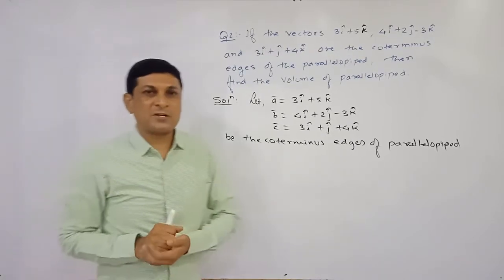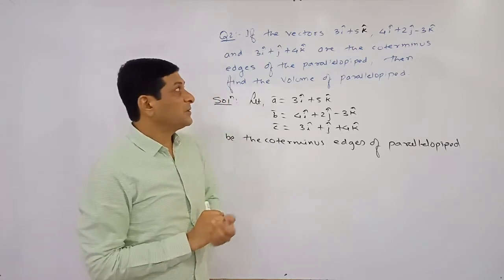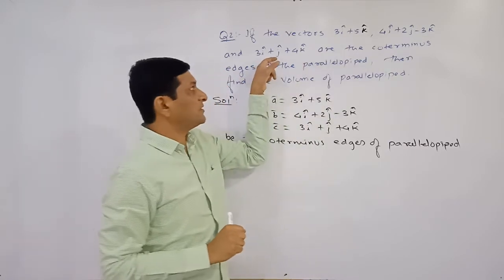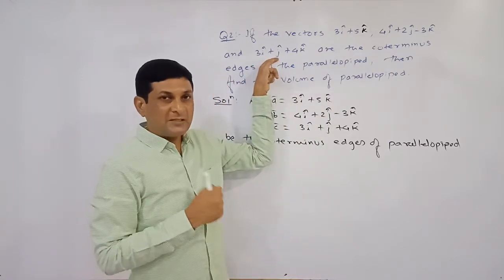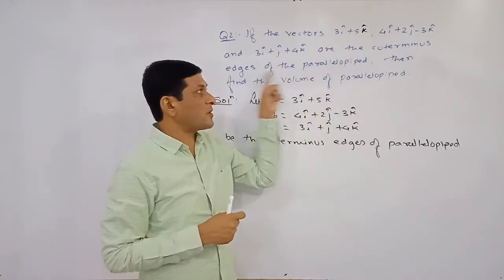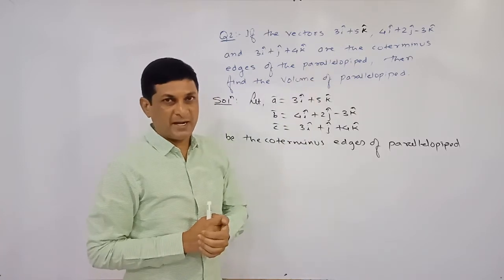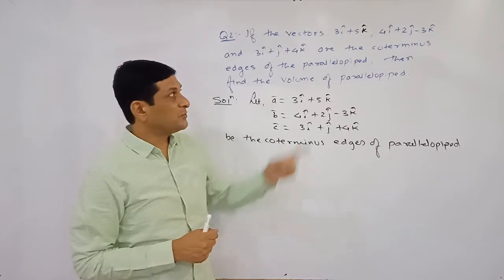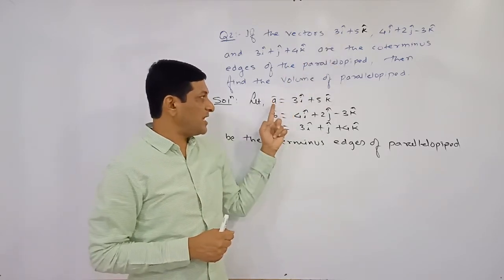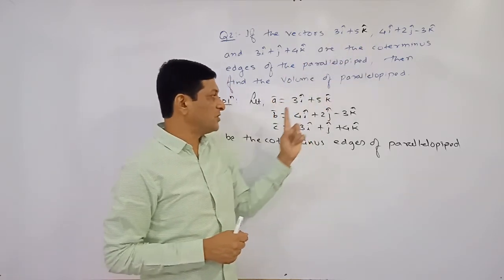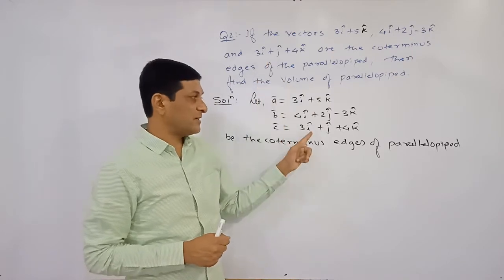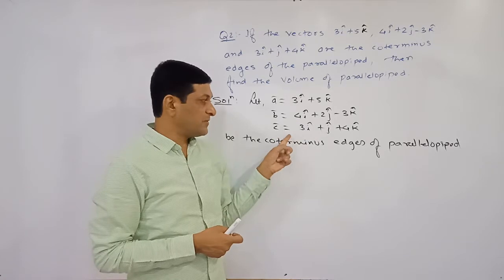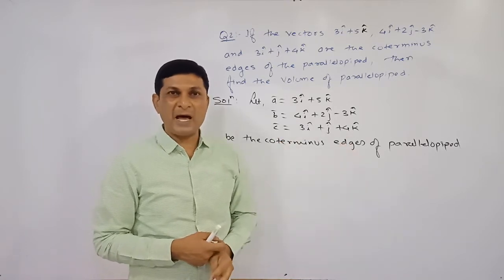Well, now let us try to solve question number 2. In question number 2, three vectors are given to us, first, second and third, and these three vectors are nothing but coterminous edges of a parallelepiped. Using this, we have to find the volume of the parallelepiped. So we denote the first vector by a bar, the second vector by b bar, and the third vector by c bar. And according to the given condition, these three vectors are coterminous edges of a parallelepiped.